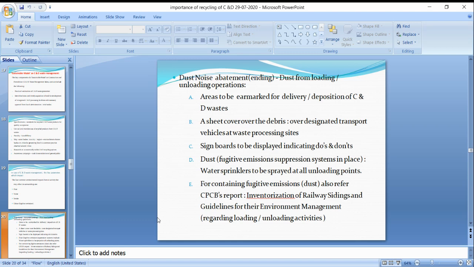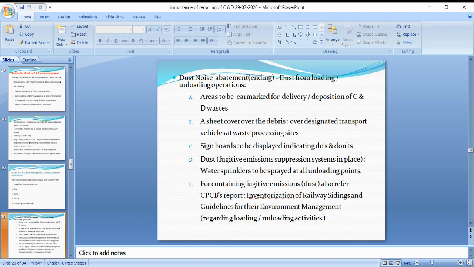If you are getting dust, water should be sprinkled or sprayed at all unloading points. Wherever the dust is arising, if you sprinkle water there, then the dust will not rise. At the time of loading and unloading there will be dust. If any waste is coming and is poured at a place, at the time of unloading there will be dust.